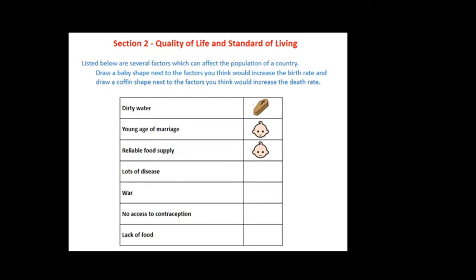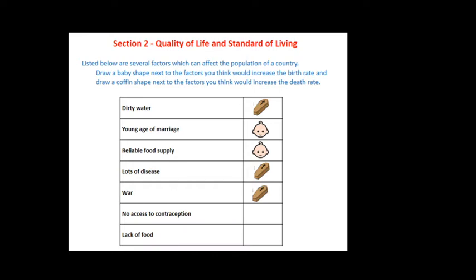Reliable food supply, if everybody's got enough food, everybody's healthy, they can continue and live on to have a family. However, lots of disease, again, unfortunately means people are going to die, so it's going to increase that death rate. And the same with war. Unfortunately, it does come with a lot of deaths, so the death rate will increase.